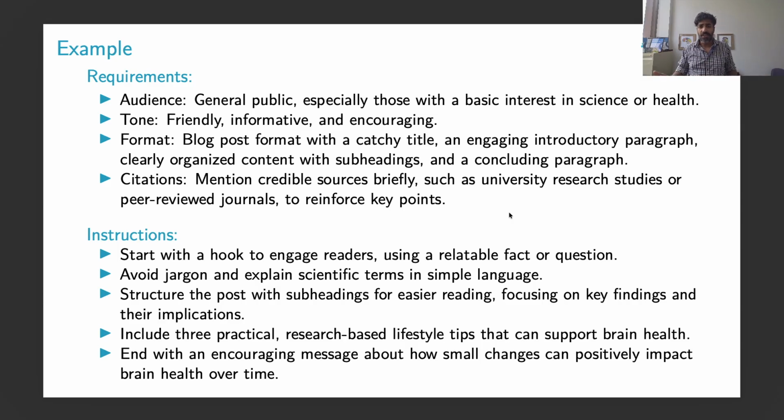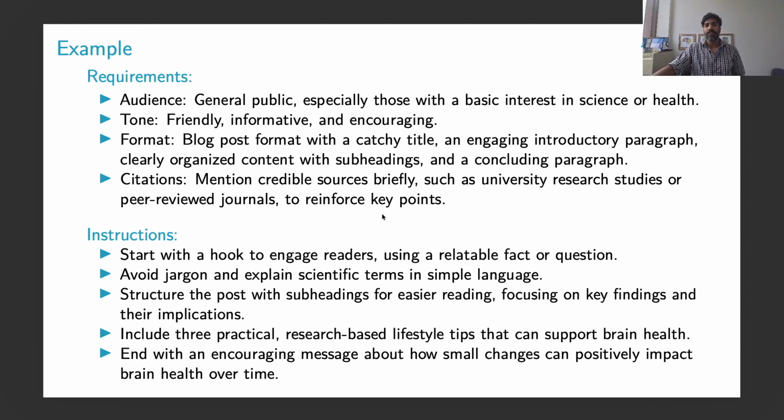And so I can use AI for a task like this, where I give it requirements. I say, hey, here's the audience that I'm speaking to, and that audience could be the general public, or maybe I'm going to a school, maybe I'm going to a library. There's many different areas. What's the tone? I want it friendly, informative, encouraging. What's the format? Maybe it's a blog post, so that's what I've put here.